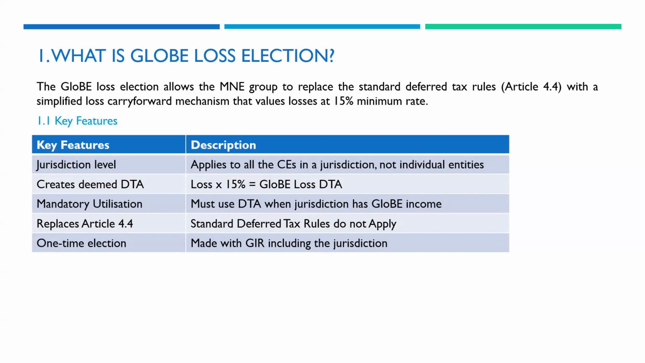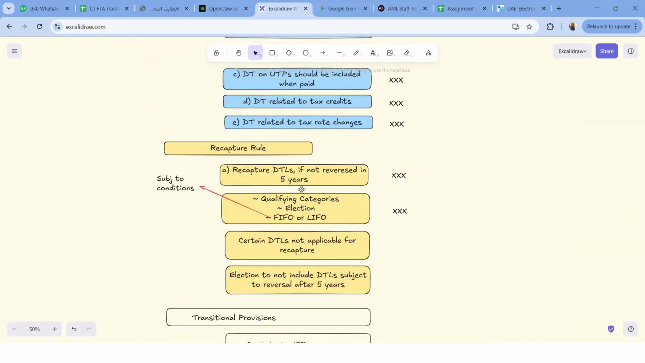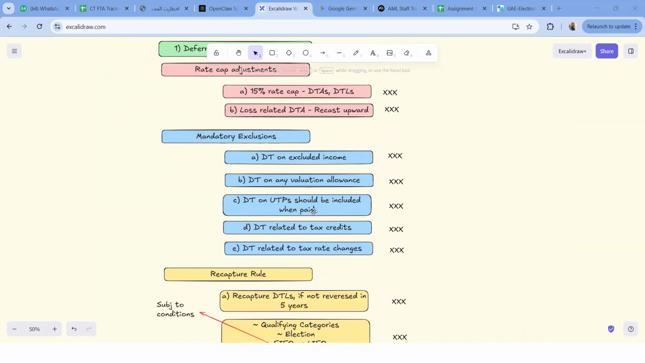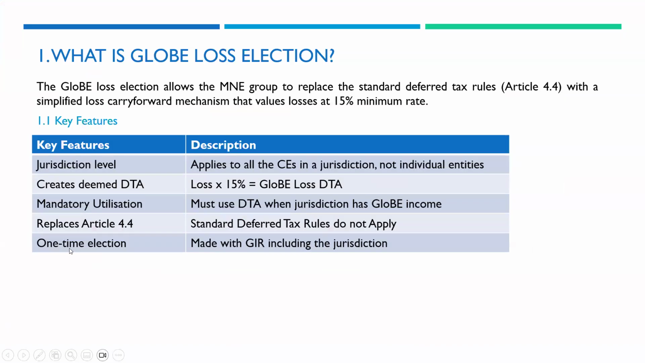recorded any DTA. Now, mandatory utilization: you must use the DTA when the jurisdiction has GloBE income. So whenever you have GloBE income, then you have to set off. It replaces Article 4.4; the standard deferred tax rules do not apply. So this 4.5 will replace 4.4 completely. Now, what is 4.4? 4.4 is this, my friends. 4.4 will not apply at all. Recapture and all you don't have to do. So you will do 4.5. It's a one-time election. You will make it with the GloBE Information Return, including the jurisdiction. So you will make it with the first GIR. In the first GIR, you will be making the selection.